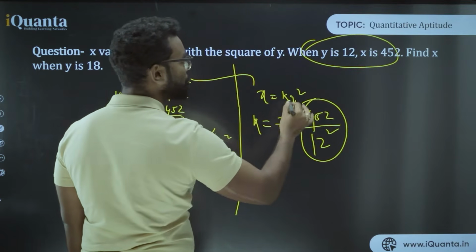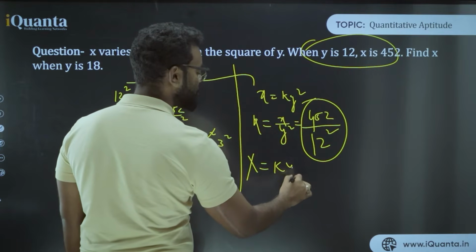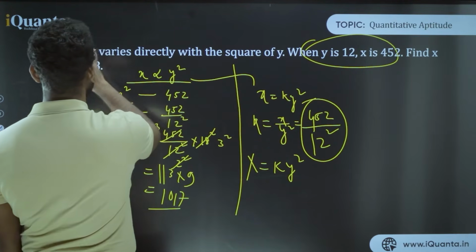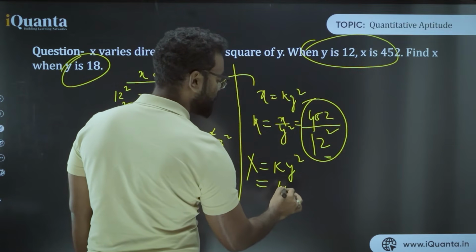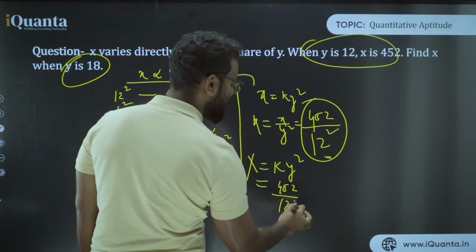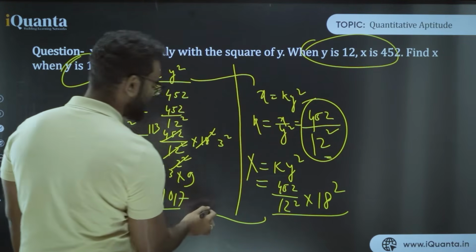Now you can use the value of k to find x also. In this case also, x is equal to ky square. Now for this case, what is the value of y? It is 18. And what is the value of k? It is this. So I can write 452 upon 12 square into 18 square, and this will give you the same value.